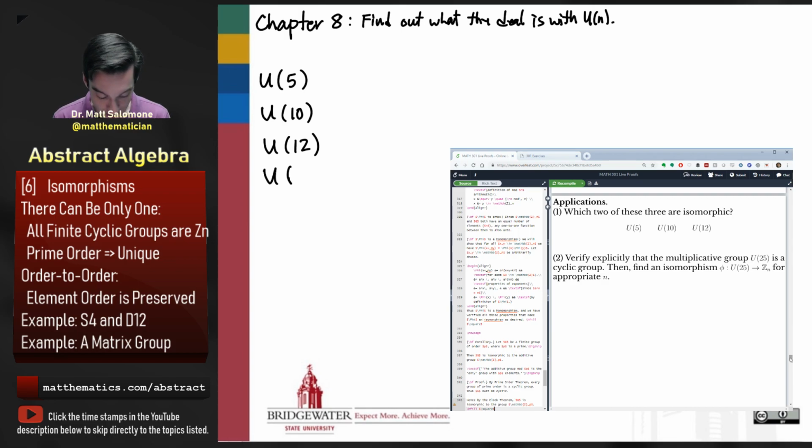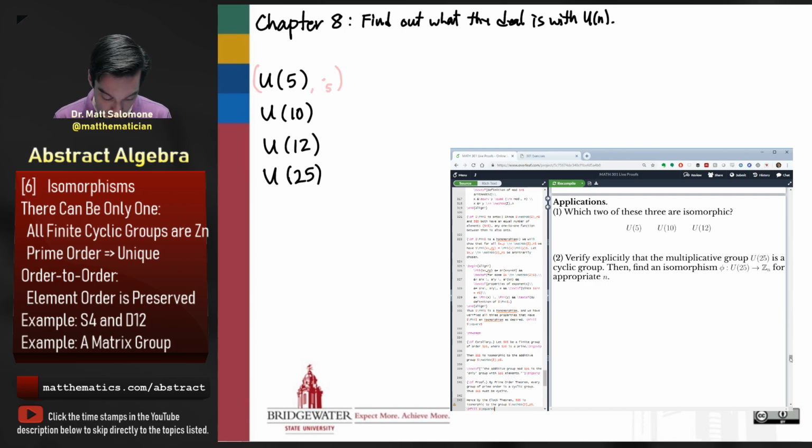So U5, U10, U12, and U25. First of all, remember that because we're using the letter U here, that notation indicates that these are groups with the operation of multiplication with the appropriate modulus. So U5 is the integer residue classes mod 5 with the operation of multiplication mod 5. Don't lose sight of the fact that that's the operation we're working with here. And I won't write that for the others.